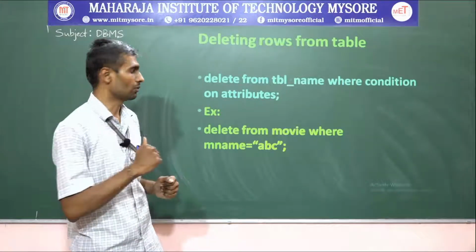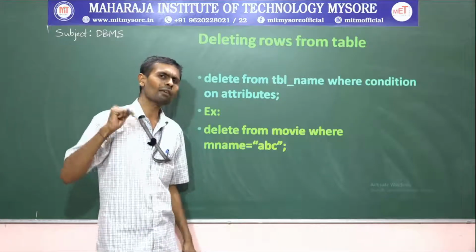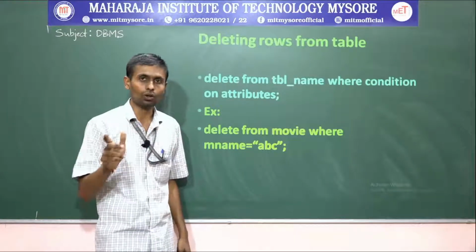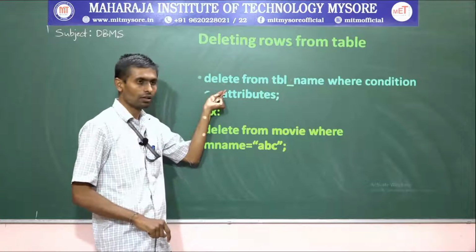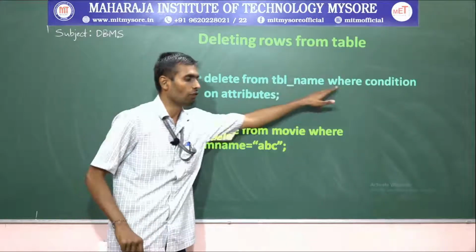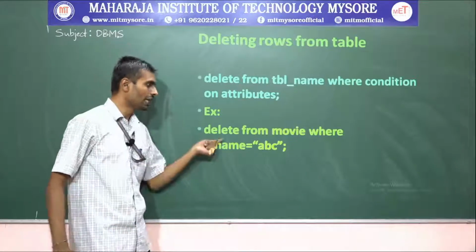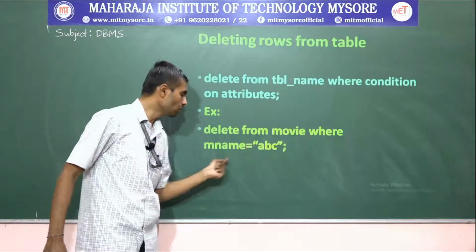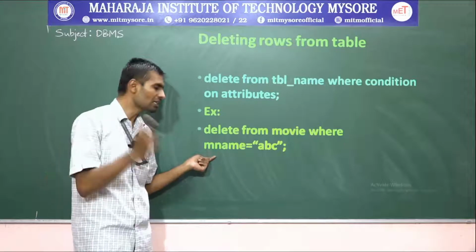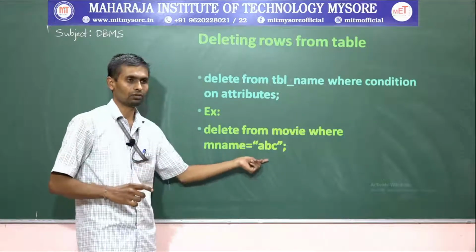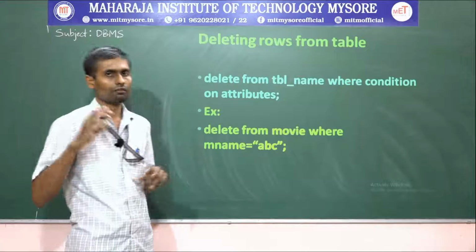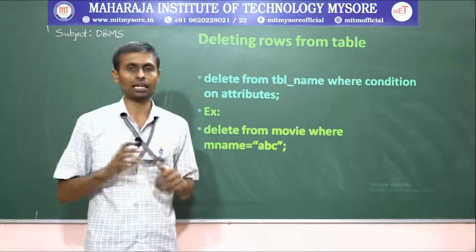If you want, you can make use of it. But suppose you are very specific about any row, during that time you should make use of delete from table name followed by some condition. One such example here, friends: delete from movie where I want to delete a movie which is having a name like ABC. So it deletes the rows which are all having a movie name like ABC.